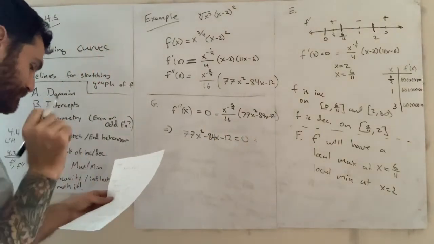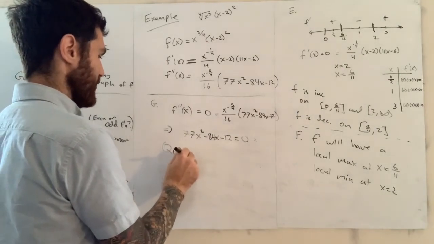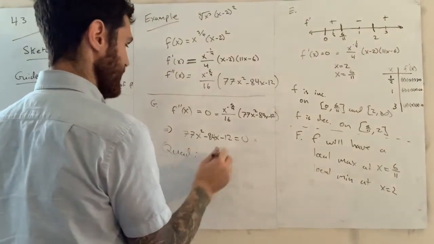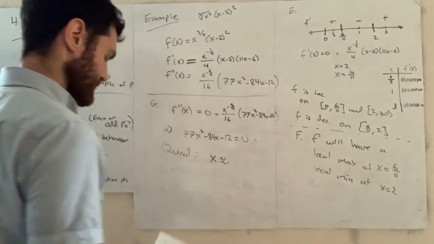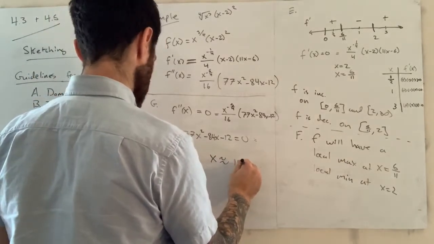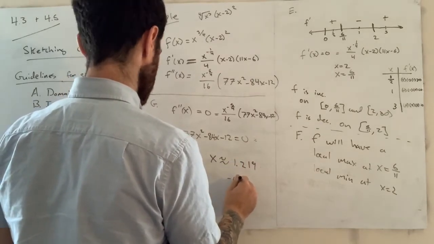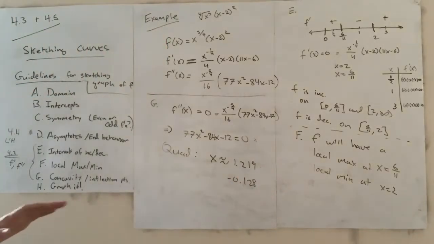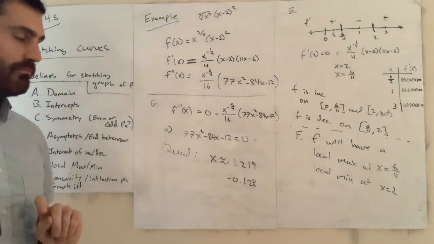All right, so I'm going to throw in some magic and say if I use the quadratic formula, then what I'm going to get is two values. X is about equal to 1.219 and about equal to negative 0.128. Those are the two values that this is going to be equal to 0.